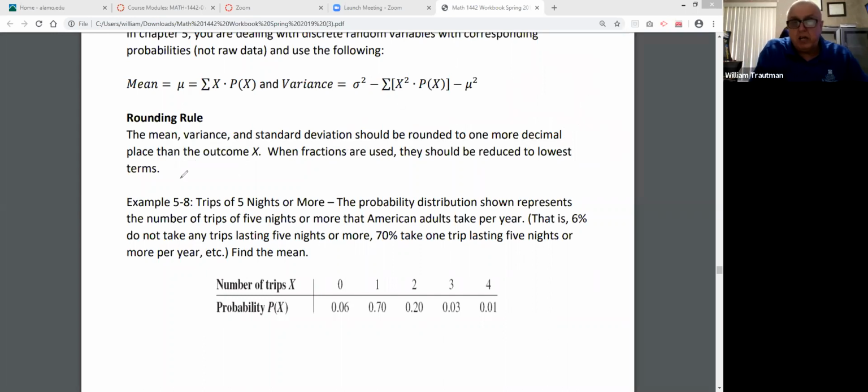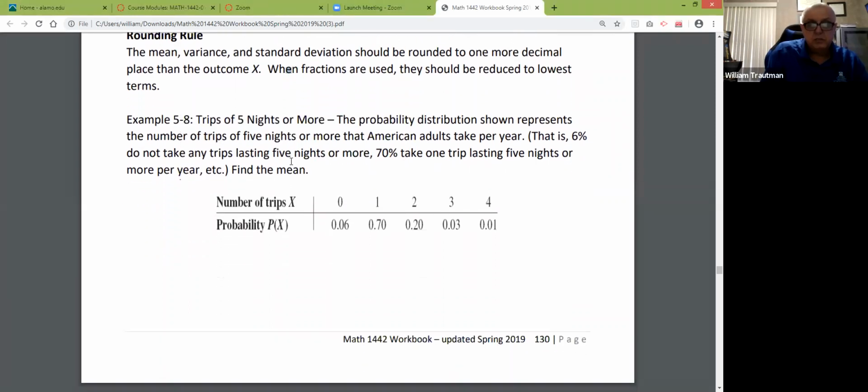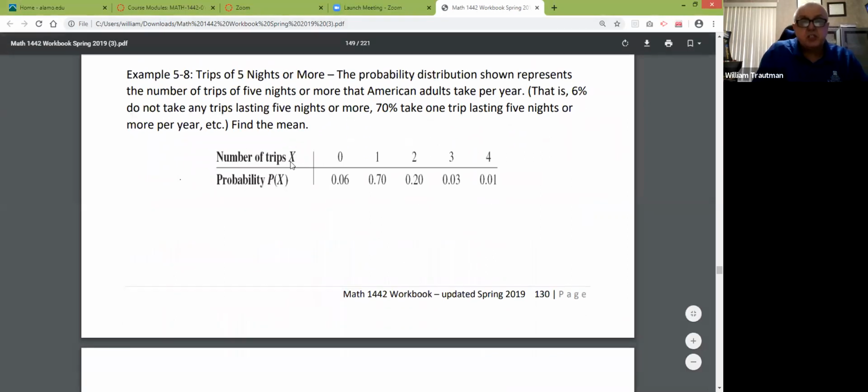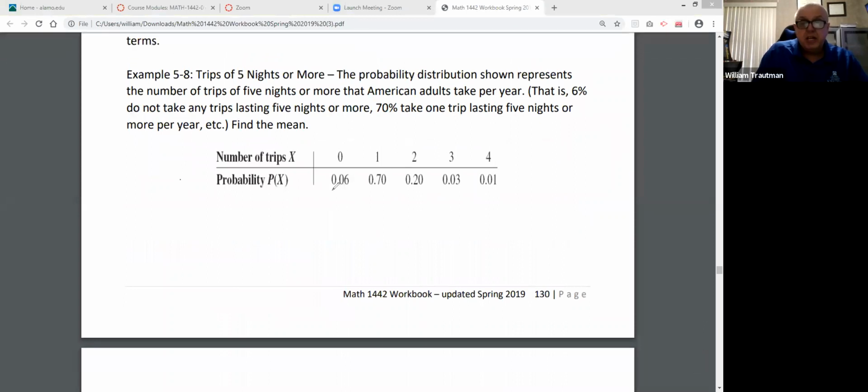Example 5.8. The probability distribution, remember in 5.1 we talked about probability distribution, and if we added up all these probabilities, it will add up to 1.0 or 1. It better. Let me see. Yes, it does. Good.